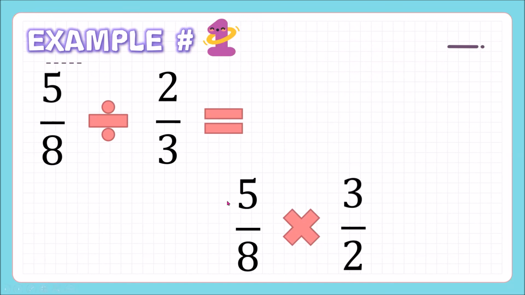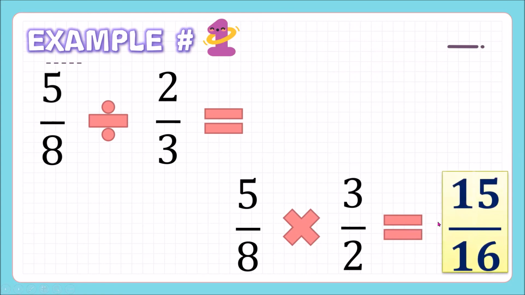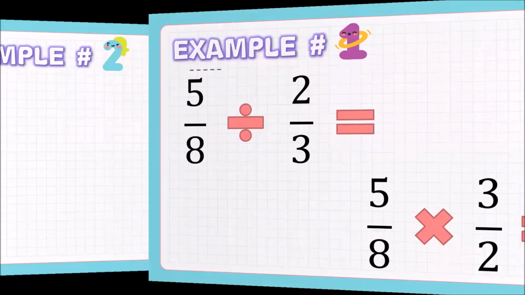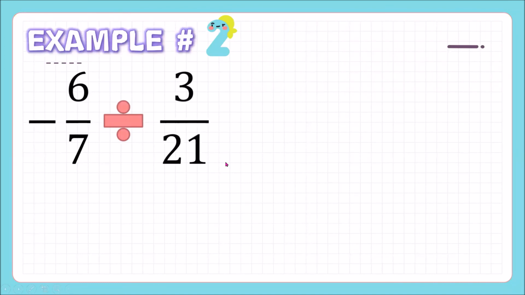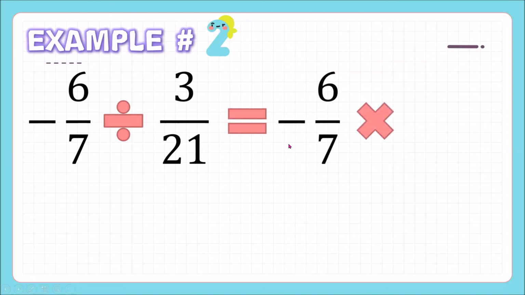And then multiply. So 5 times 3, we have 15. 8 times 2, we have 16. So we have here 15 over 16. No lowest term. Next, example number 2. Negative 6 over 7 divided by 3 over 21. So again, negative 6 over 7 times the opposite or reciprocal of 3 over 21. So we have 21 over 3.